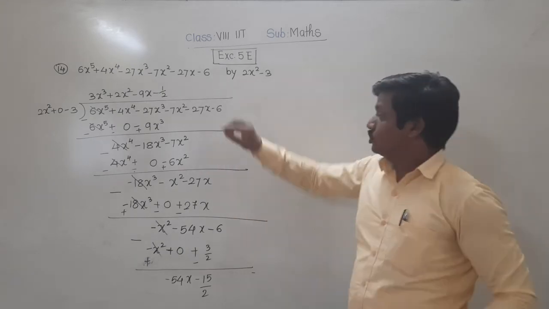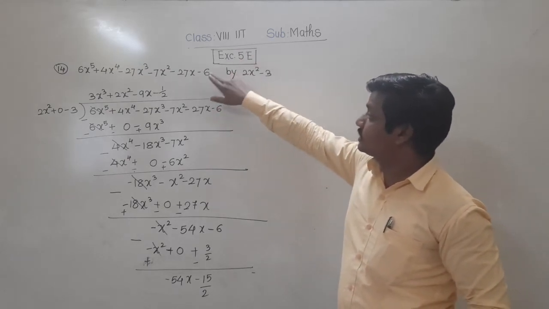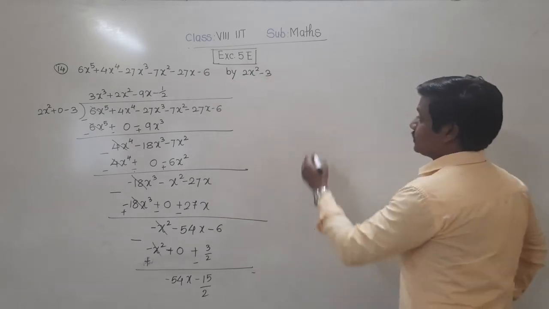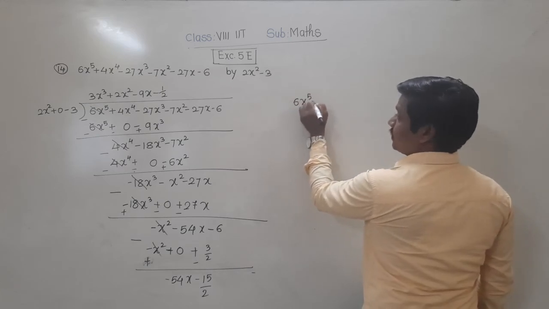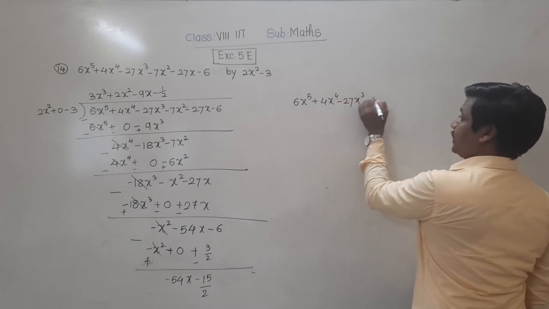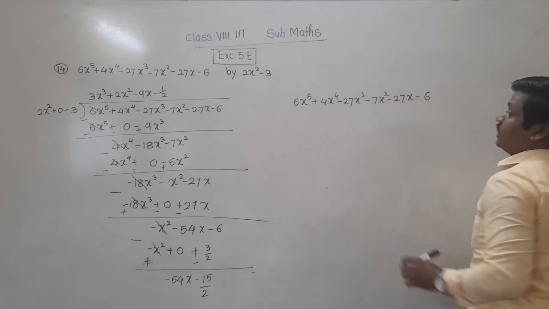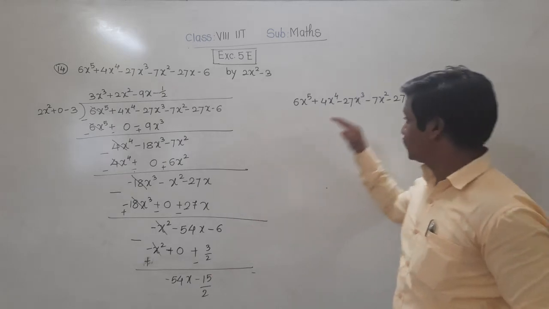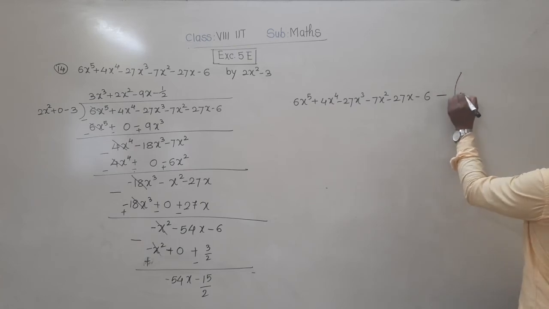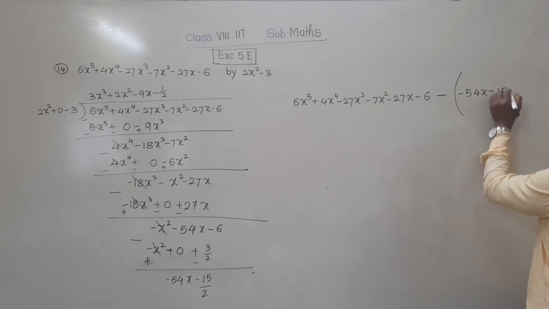Now generally, to make this dividend divisible by this, we subtract the remainder from this. So here, 6x raised to 5 plus 4x raised to 4 minus 27x cube minus 7x square minus 27x minus 6. From this number we need to subtract this. So let us subtract minus 54x minus 15 by 2.